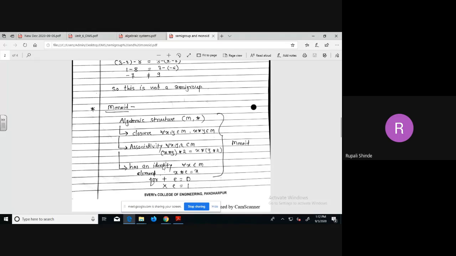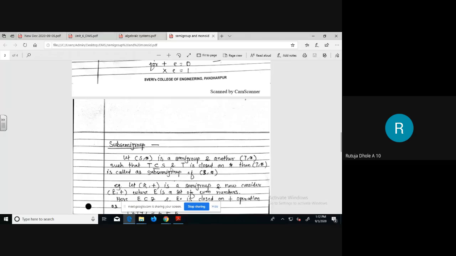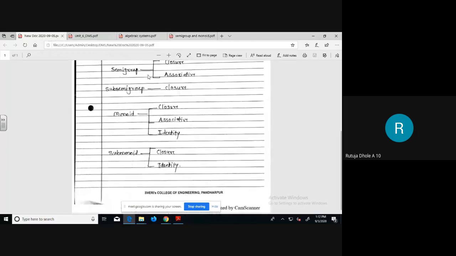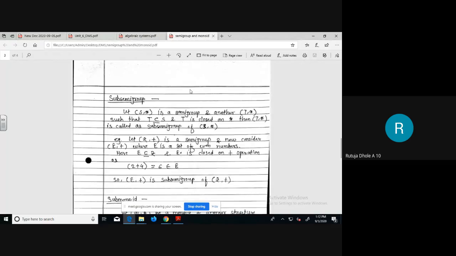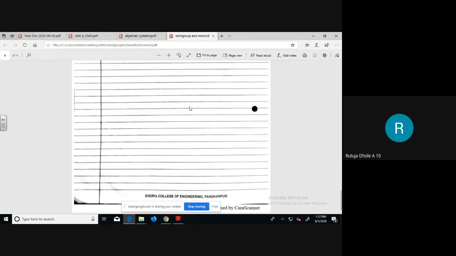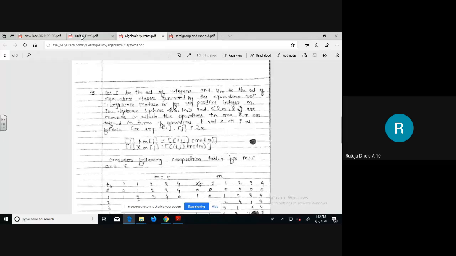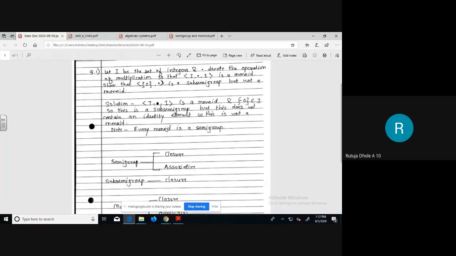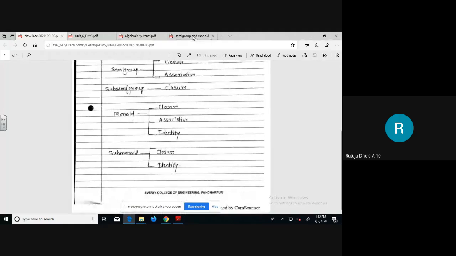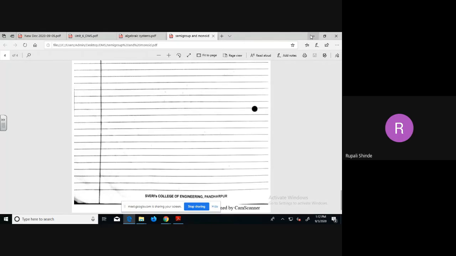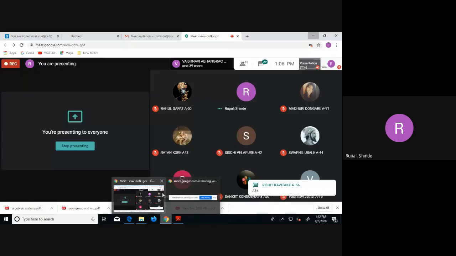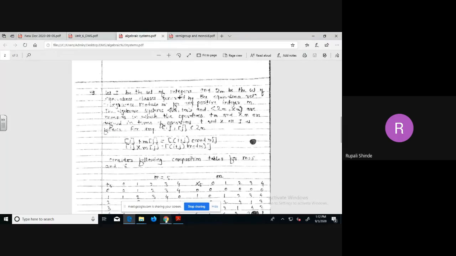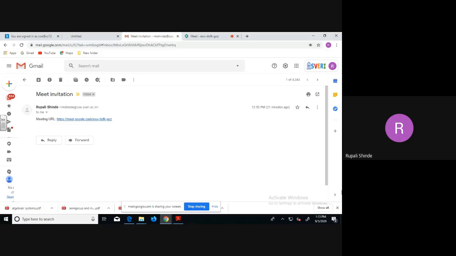Are you getting now? Yes. Okay. Just a minute. Some examples are there based on semi-group and monoid. We will solve them, then we will see the next points.